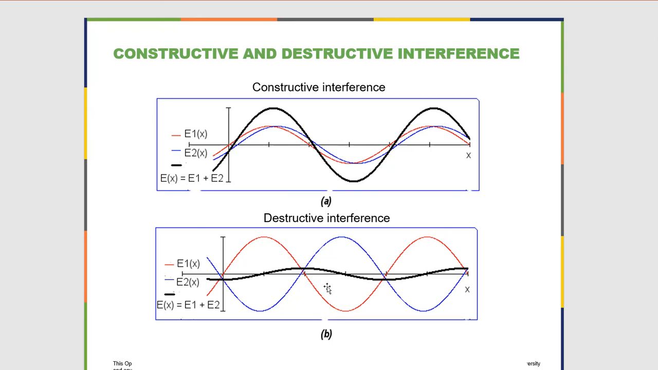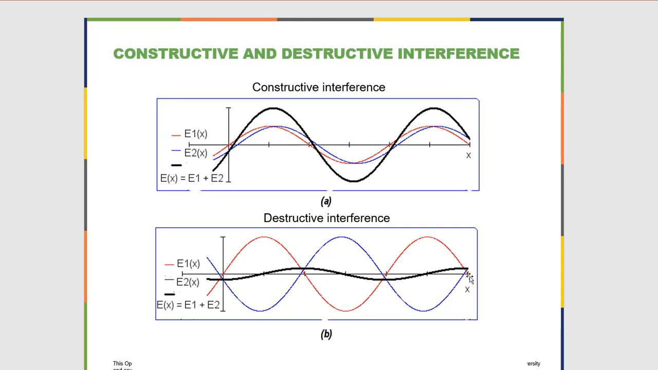Waves can also have destructive interference. So here, the crest of this wave and the trough of this wave approximately line up. Here, crest and trough approximately line up, and here, crest and trough approximately line up. The resulting wave has a much smaller amplitude. And in fact, if the crest and trough lined up perfectly, the resulting wave would be flat.